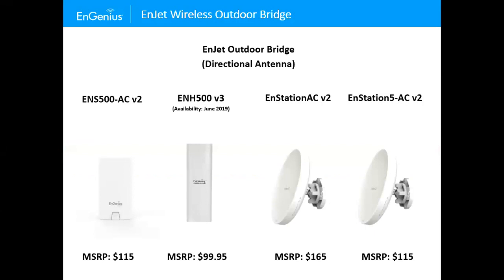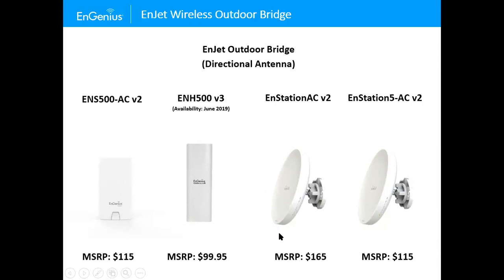So here we're going to talk about what EnGenius outdoor AP and bridge engineers offer. You can see the slide. Here's the EnGenius outdoor bridge. It's a directional antenna, and we have the ENS500-AC, ENH500, NStation AC, and NStation5 AC. Everything is available by the end of this month, except the ENH500, which is coming soon.